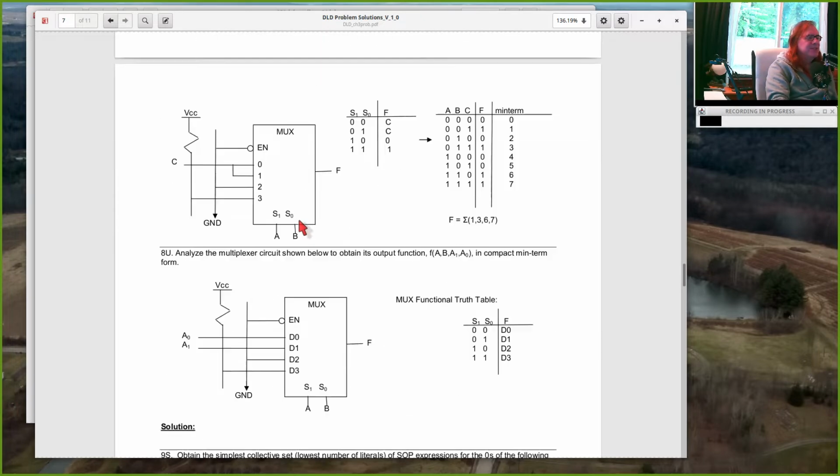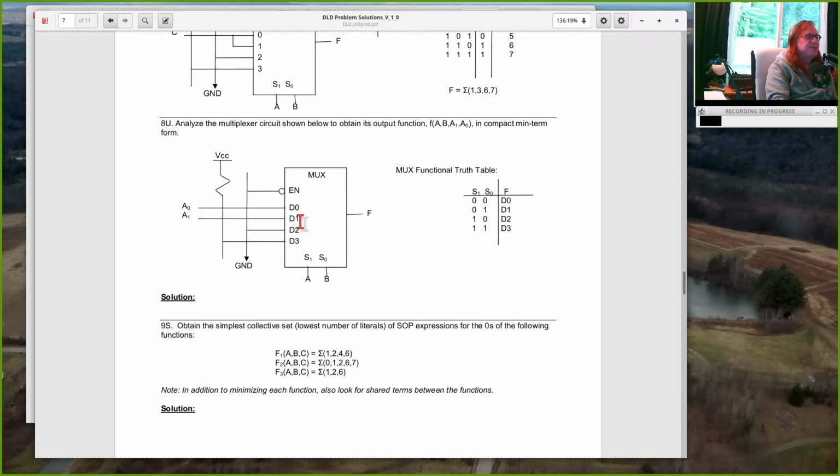And then question 8, exactly the same. There's no trick here, right? This is a multiplexer. The two select lines choose one of these inputs to send to the output. How is that choice made? There's a function table right here. If S0 and S1 are both 0, the output F will be equal to D0. Well, what is D0? D0 is just A0.